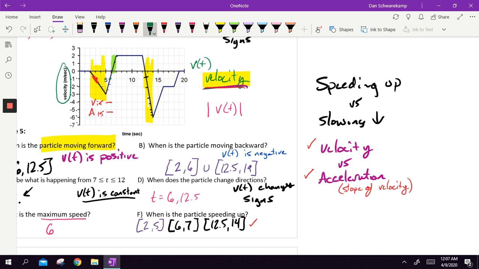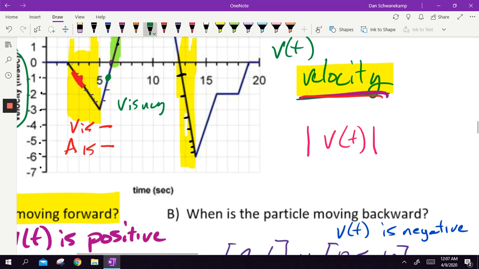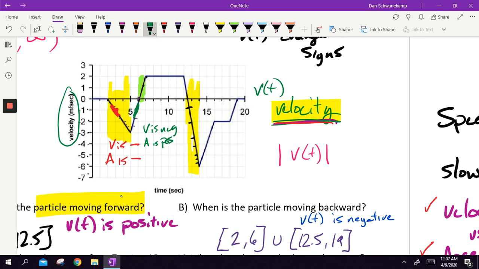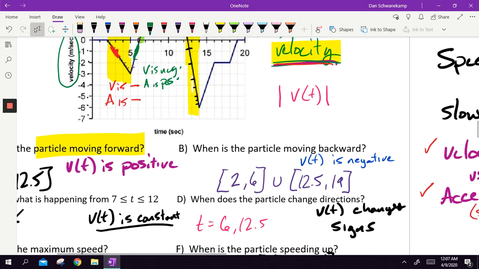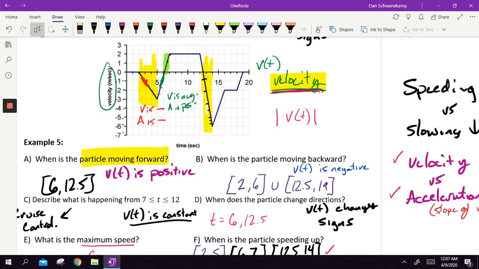Let's pick another point like right here. At that spot, my velocity is negative because it's below the x-axis. My acceleration is positive because I have positive slope. I'm looking at the derivative of velocity to tell me acceleration. At that place, since these two are different signs, I am not speeding up. I'm slowing down. Anywhere you have the same sign, speeding up; different sign, slowing down.